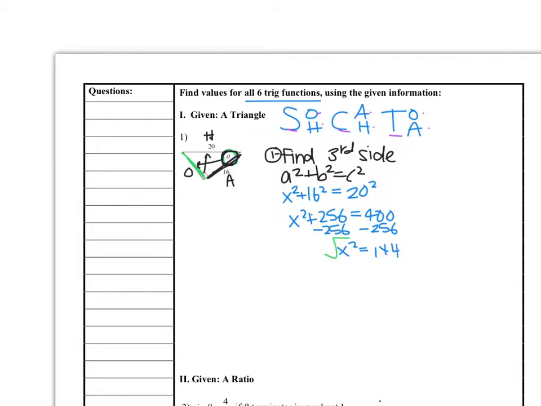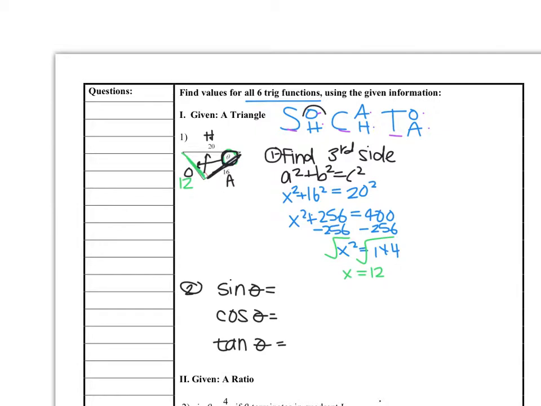And then we square root both sides. So now we have x equals 12. So that green side that was originally unlabeled is now a 12. So our opposite side is now called 12. The second step is to find all 6 trig functions. So I'm just going to write out sine theta first, cosine theta second, tangent theta third. We'll write out all of these and then we'll get into their reciprocals.